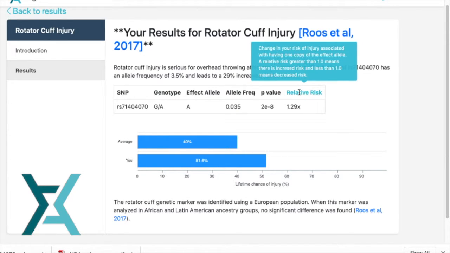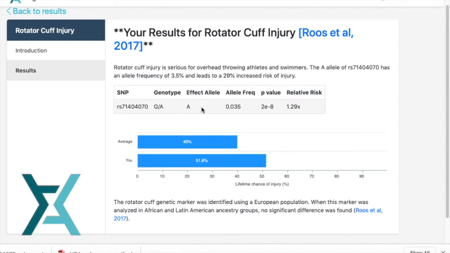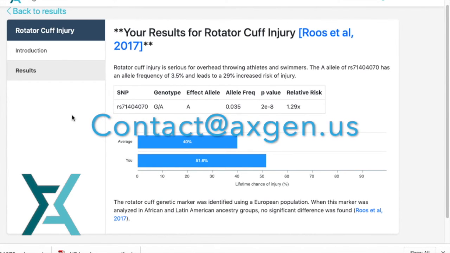Relative risk is the risk for a person carrying one copy of this effect allele. So like this person, we would see a 29% increased risk for rotator cuff injury. For overhead throwing athletes, this type of injury can be 40% of the time. And so a person like this would have increased risk over that 40%, 51% injury.